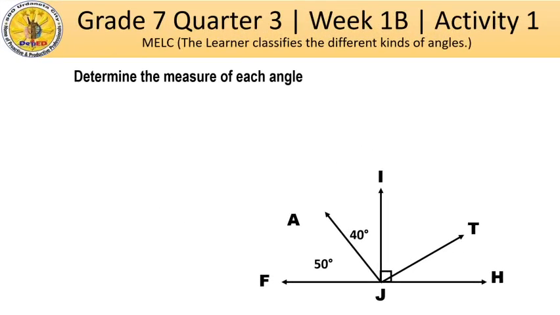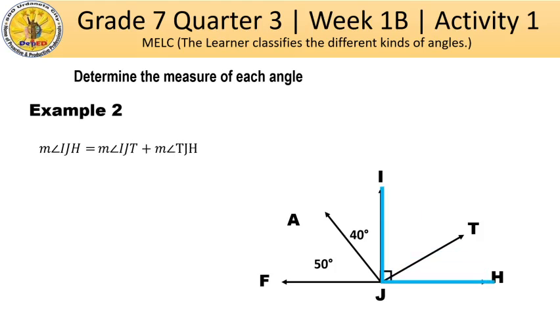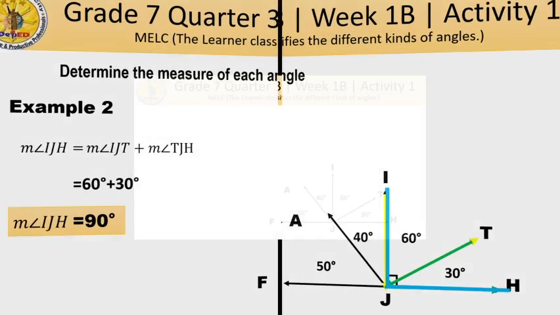Next example. Example number 2. The measure of angle IJH. So, the same process as in example number 1, you just add angle IJT and the angle TJH, wherein the measure of angle IJT is equal to 60 degrees and angle TJH is equal to 30 degrees. So you just add 60 plus 30. The answer is 90 degrees. Another example.